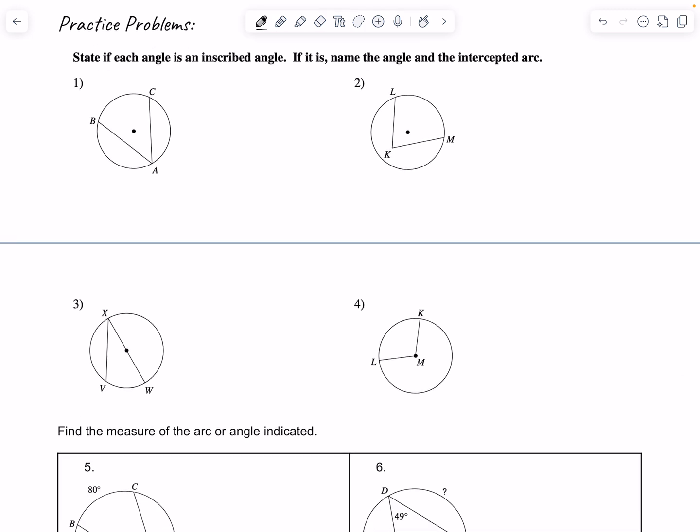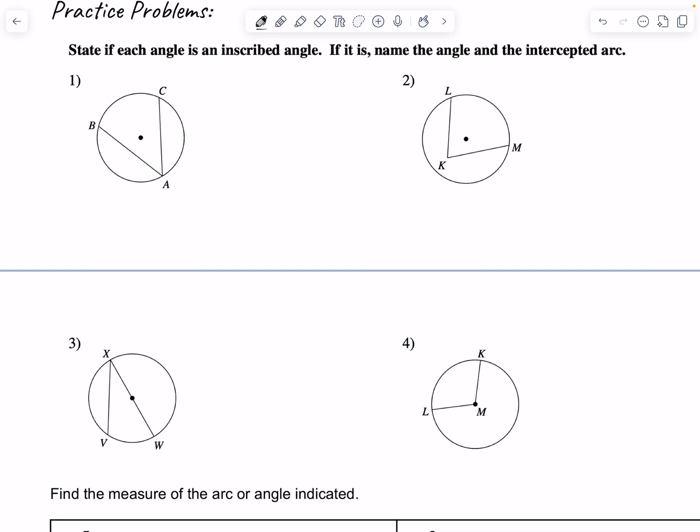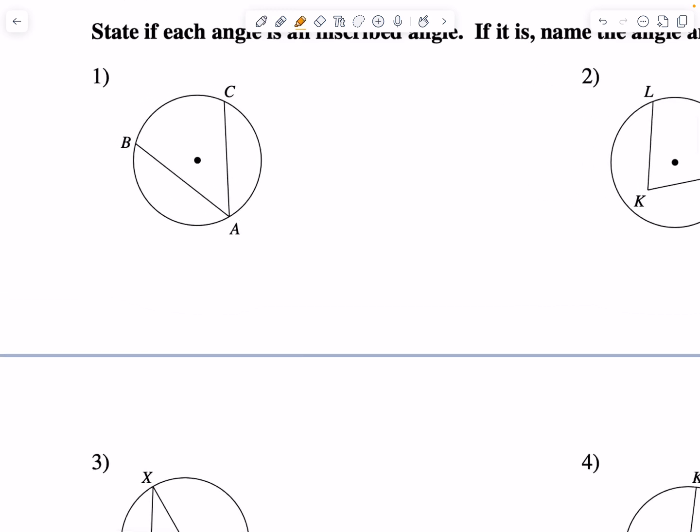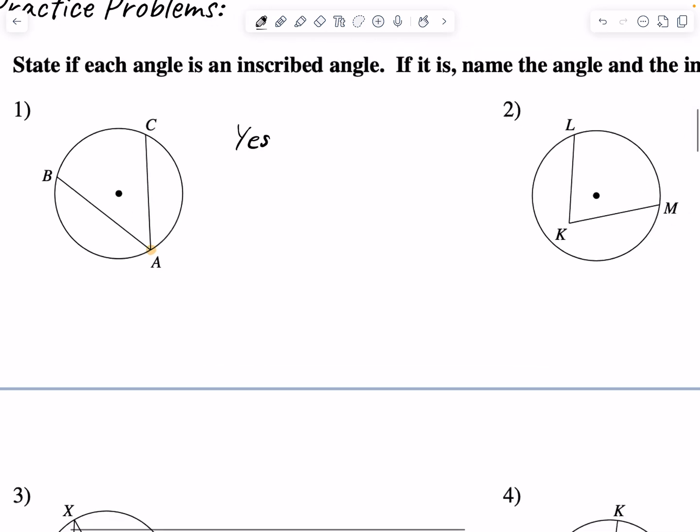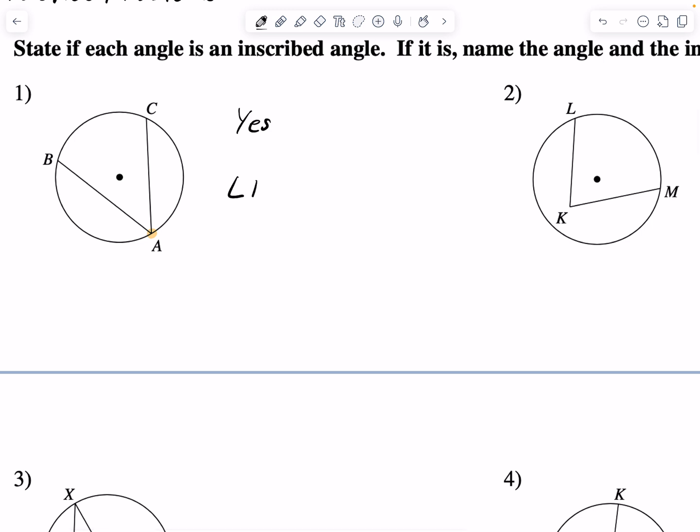So first couple here, it says state if each angle is an inscribed angle, and if it is, name the angle and the intercepted arc. So this first one, you're looking for is the vertex on the circle. It is. Are the sides of it chords? They are. So yes, this is an inscribed angle, and the angle is going to be angle BAC. Also acceptable to put angle CAB.